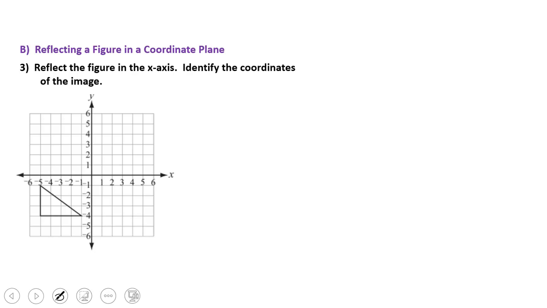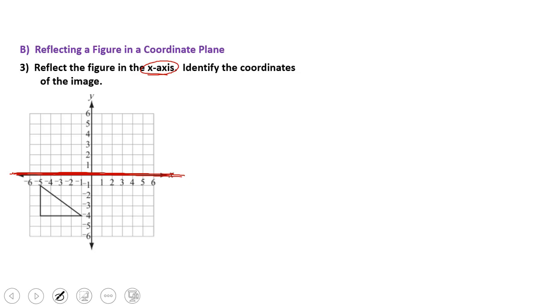So I'm going to start off right here, and it says, reflect in the x-axis. I always, always, always, always highlight my line of reflection, and it's telling me it's my x-axis. So that means when I'm done reflecting, my new image better be on the opposite side of that red line. It just better be, or I didn't do it correctly.